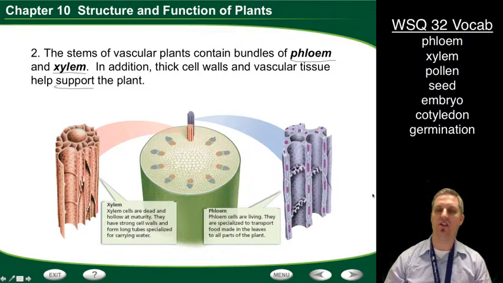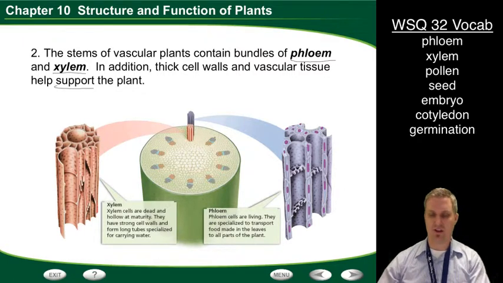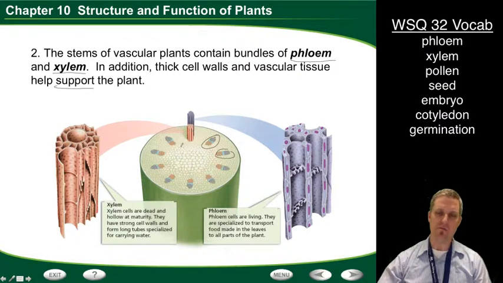Phloem tissue are living cells. Phloem tissue are the specialized cells used to transport food that's been made in the plant's leaves to other parts of the plant. And you'll notice in this example, and we'll see this often, that the xylem and phloem tissue is usually stacked. Typically the phloem tissue is going to be on the outside, and the xylem tissue is going to be on the inside.